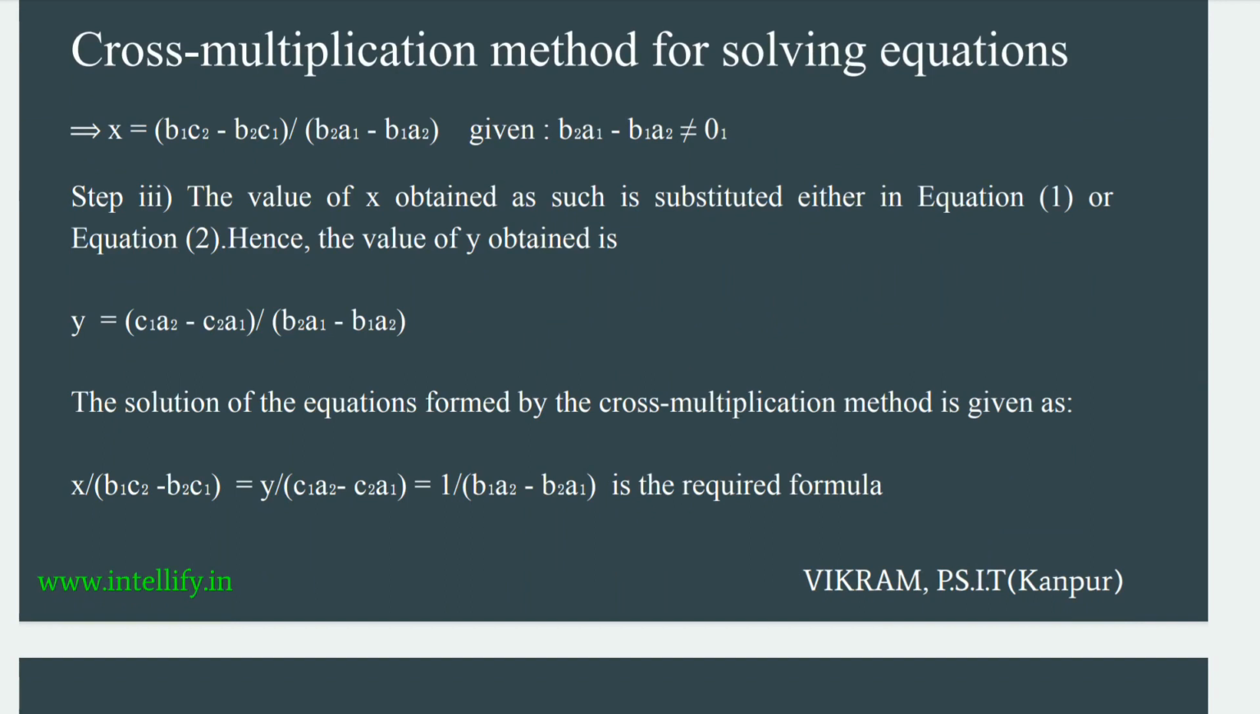So y comes out to be (c1a2 minus c2a1) upon (b2a1 minus b1a2). So the solution for the given equations found by the cross multiplication method is x upon (b1c2 minus b2c1) equals y upon (c1a2 minus c2a1) equals 1 upon (a1b2 minus a2b1). This is the required formula which we are going to use in particular questions for solving word problems.